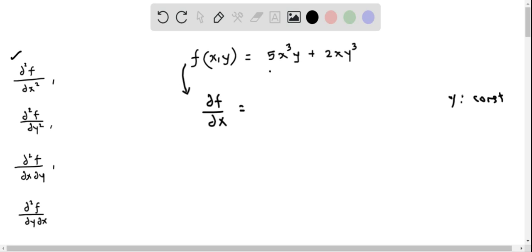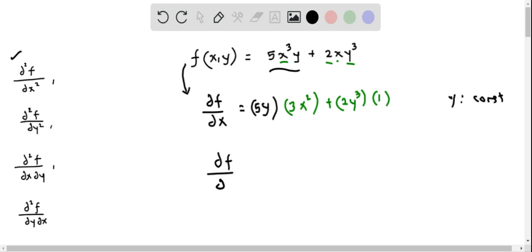So I'm going to differentiate 5x cubed y partially with respect to x. So I'm considering this 5y as a constant, and then differentiate x cubed with respect to x, that is 3x squared. This is using the power rule. Plus, we then consider this 2 and y cubed in the next term as a constant, and then differentiate x with respect to x, which is 1. So let's simplify this. We have the partial derivative of f with respect to x, and this equals 5 times 3 is 15, and then put this x squared term and then y, plus here we have 2 times 1 is 2, so it is 2y cubed. Let's say this equation is equation number 1.